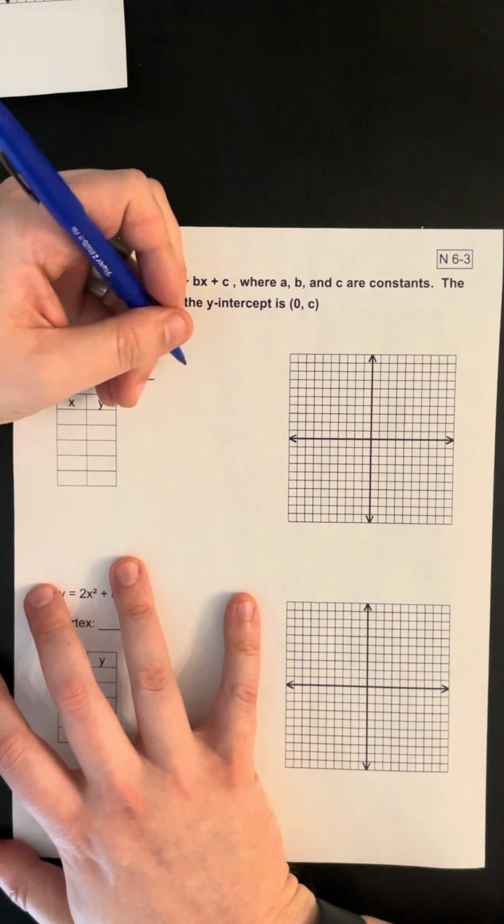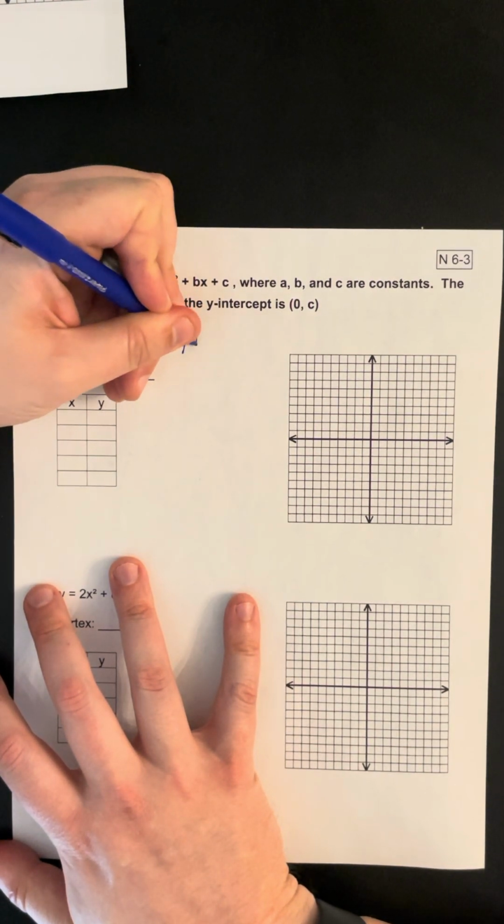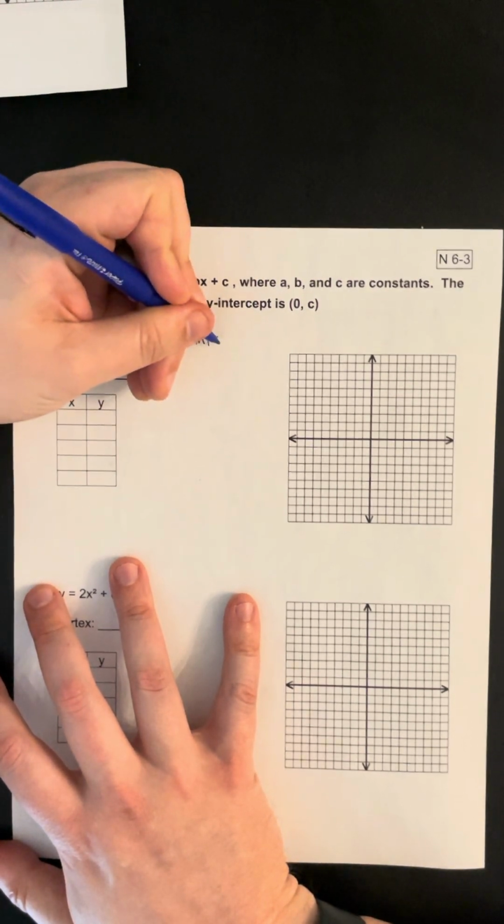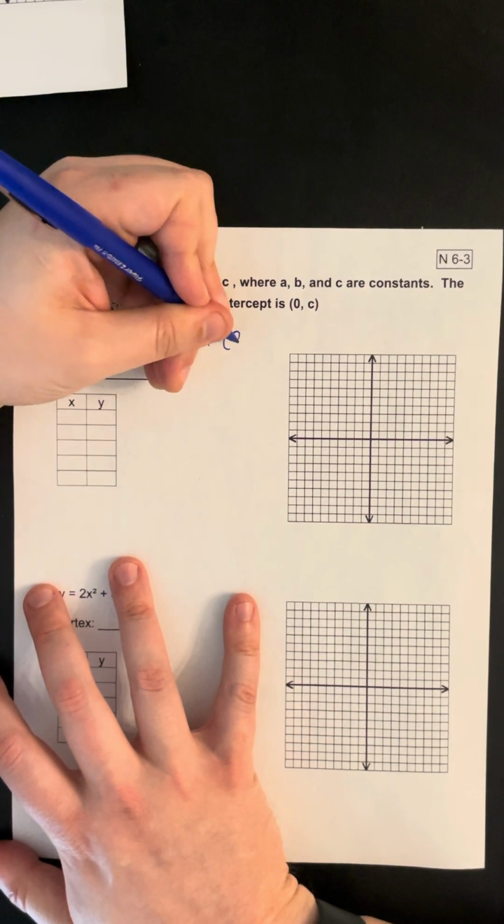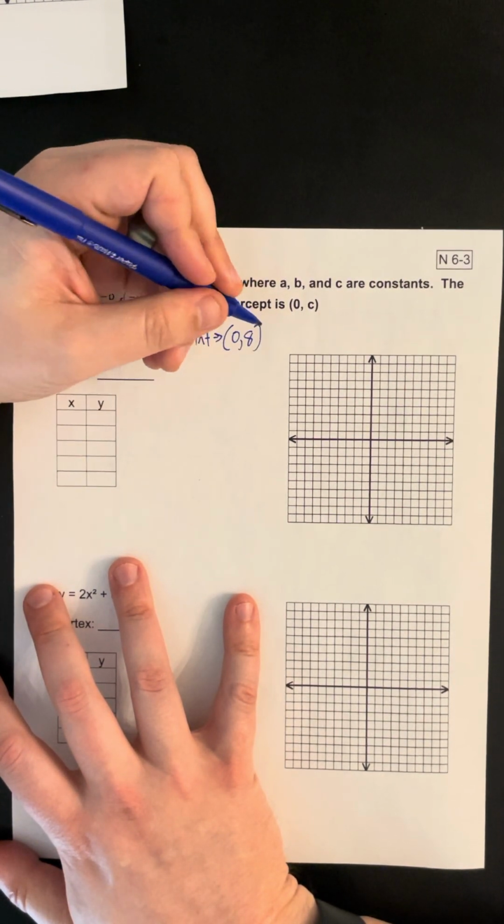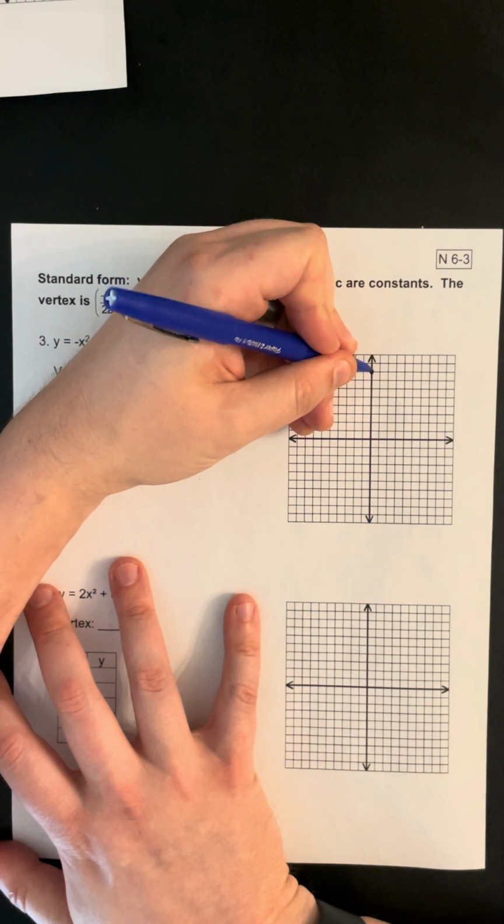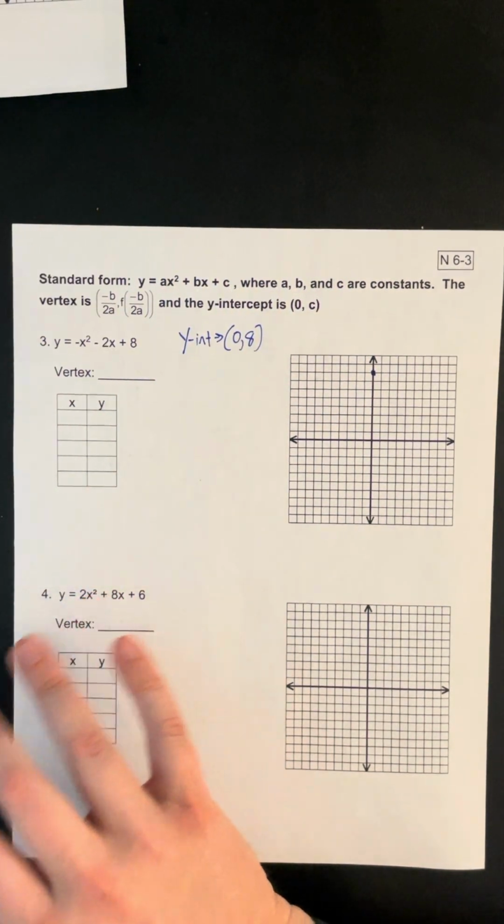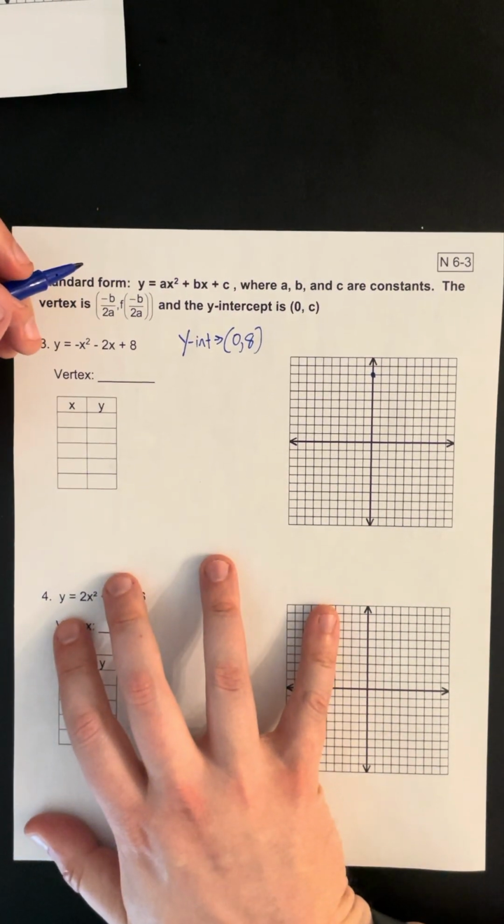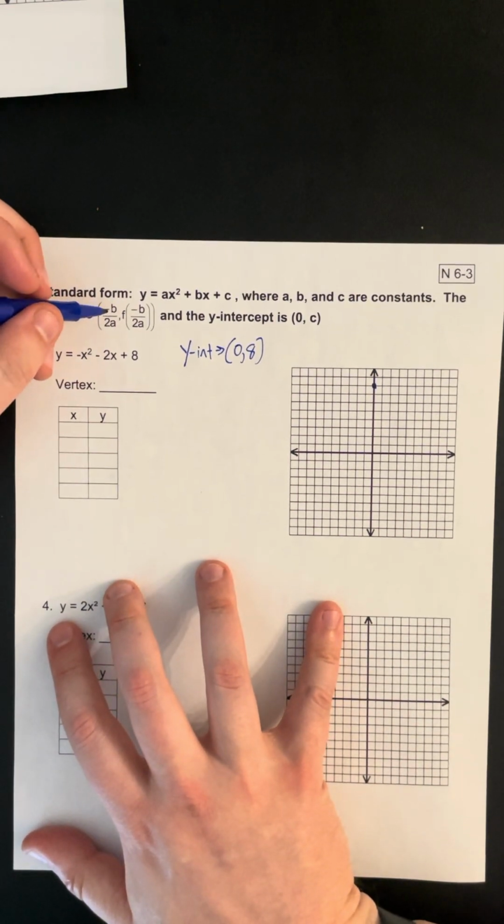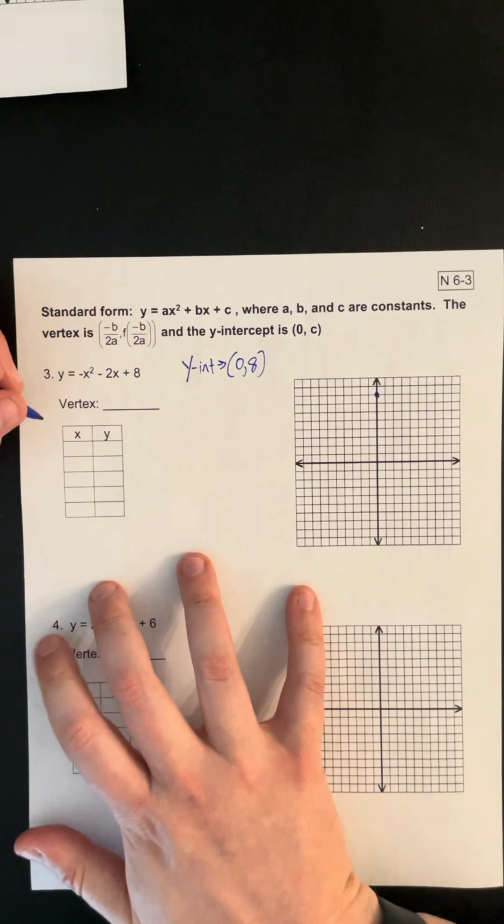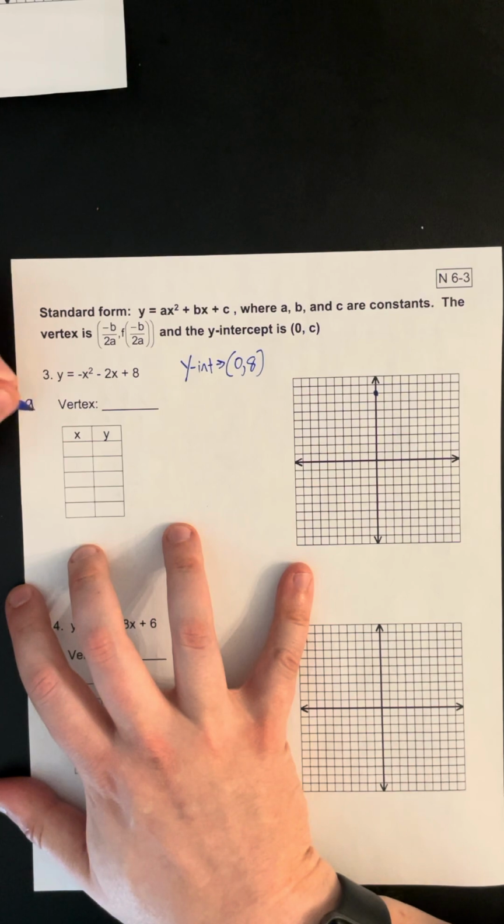So we can go ahead and say that our y-intercept is 0, 8. And I can put that dot on there. But let's go find our vertex. So I've got negative b over 2a. And so remember my a value would just be a negative 1, b is negative 2, and c we've already used as an 8.